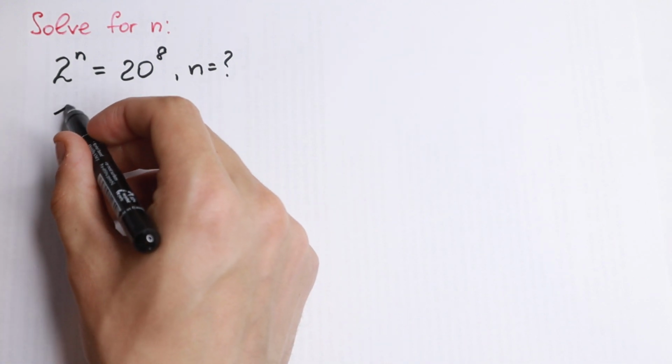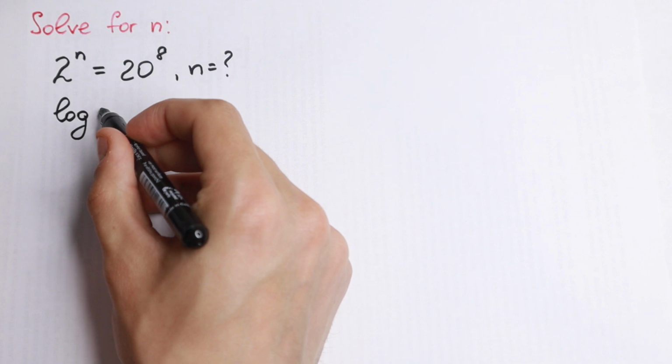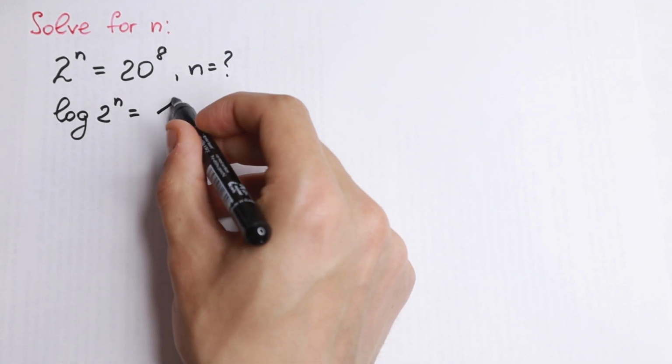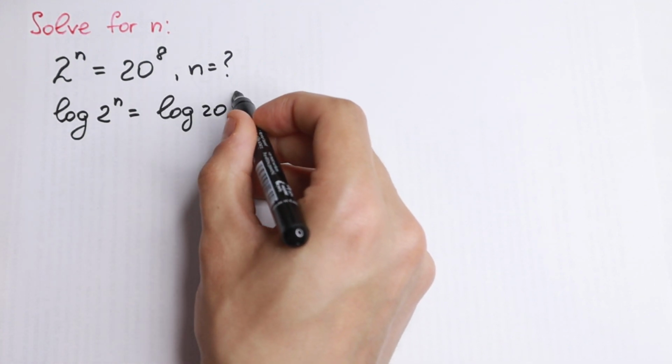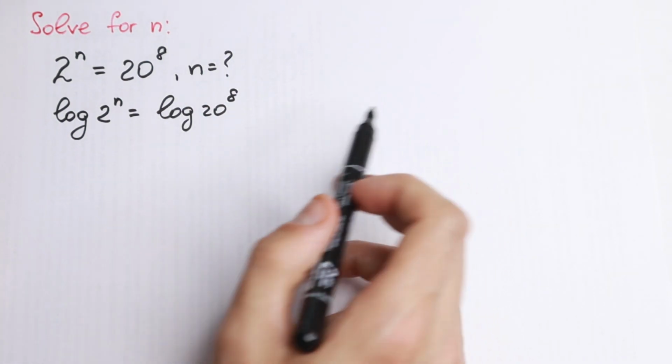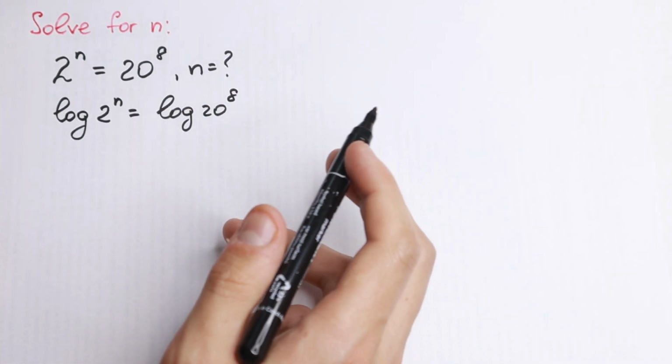So let's do this. What will we have? We will have log of the left hand side, so log of 2 to the n, equal to log of 20 to the 8th. Okay, why is this good for us? Because we know the main log property.